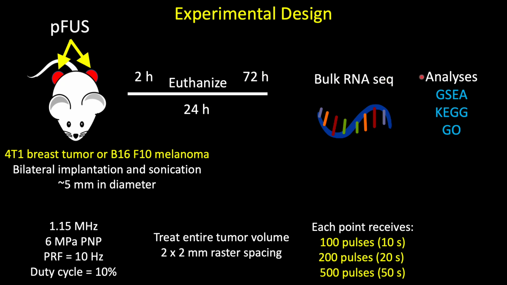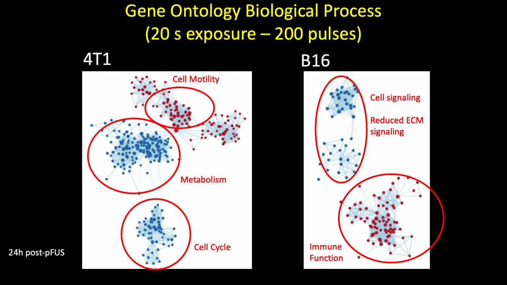And we did bulk RNA-seq with pretty standard analysis like GSEA, KEGG, and gene ontology. We obviously get back an enormous amount of data, and we started with really what would be a 30,000-foot view where we looked for gene ontology terms that described biological processes and whether those were enriched or not due to pulse-focused ultrasound. Now, for example here, this is the 20-second exposure at 24 hours post-PFUS, and we see the 4T1 and the B16s actually respond very differently.